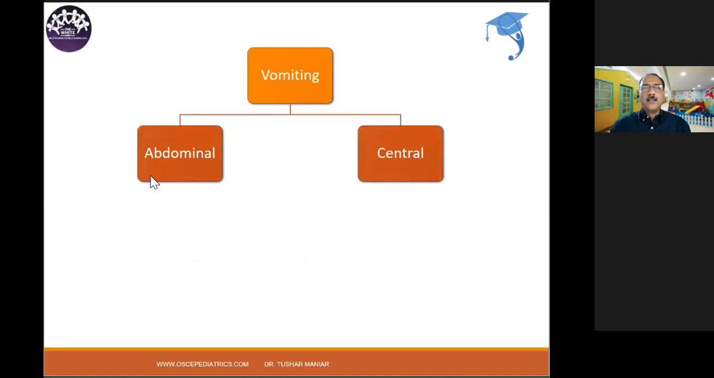The next thing in my algorithm is whether it's an abdominal cause of vomiting or central cause of vomiting. What are the central causes? We'll finish the small one first. Raised ICT, features of raised ICT. Excellent. Abdominal migraine. That is still abdominal, but meningitis you put as central.